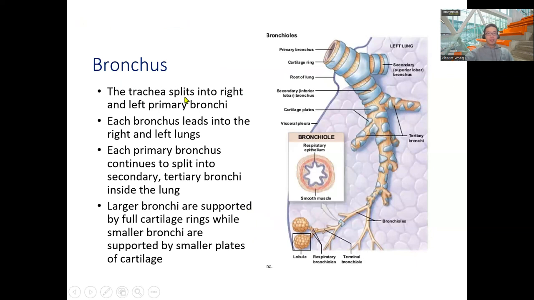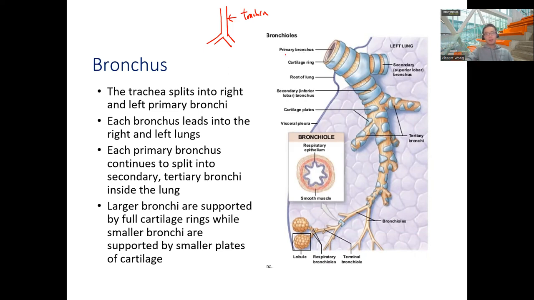Okay, moving on, the bronchus. So if you think about your main airway, this would be the trachea. It splits into the bronchus. Okay, so we have the right one and the left one, which each will lead into the left lung and the right lung, and then inside the lung they would continue to branch.